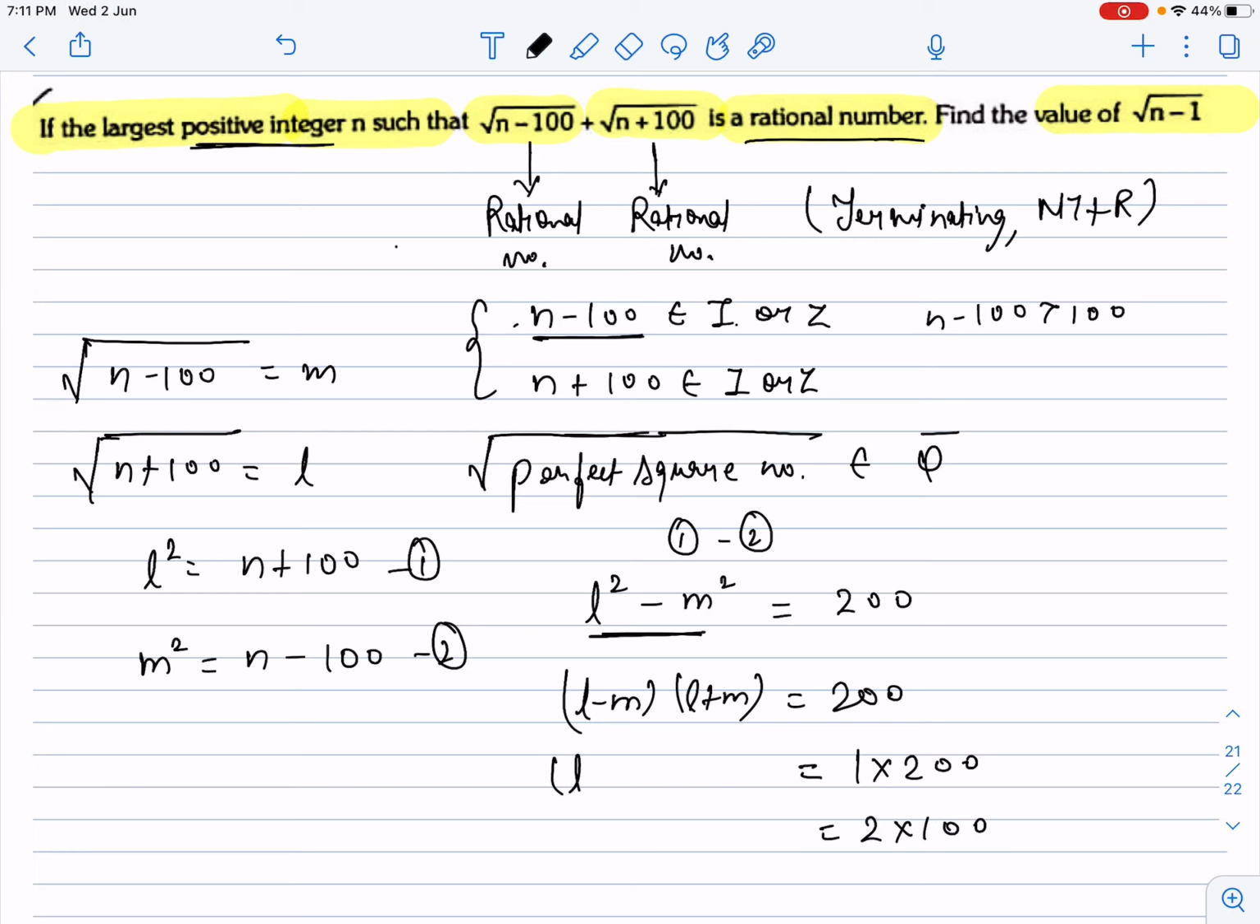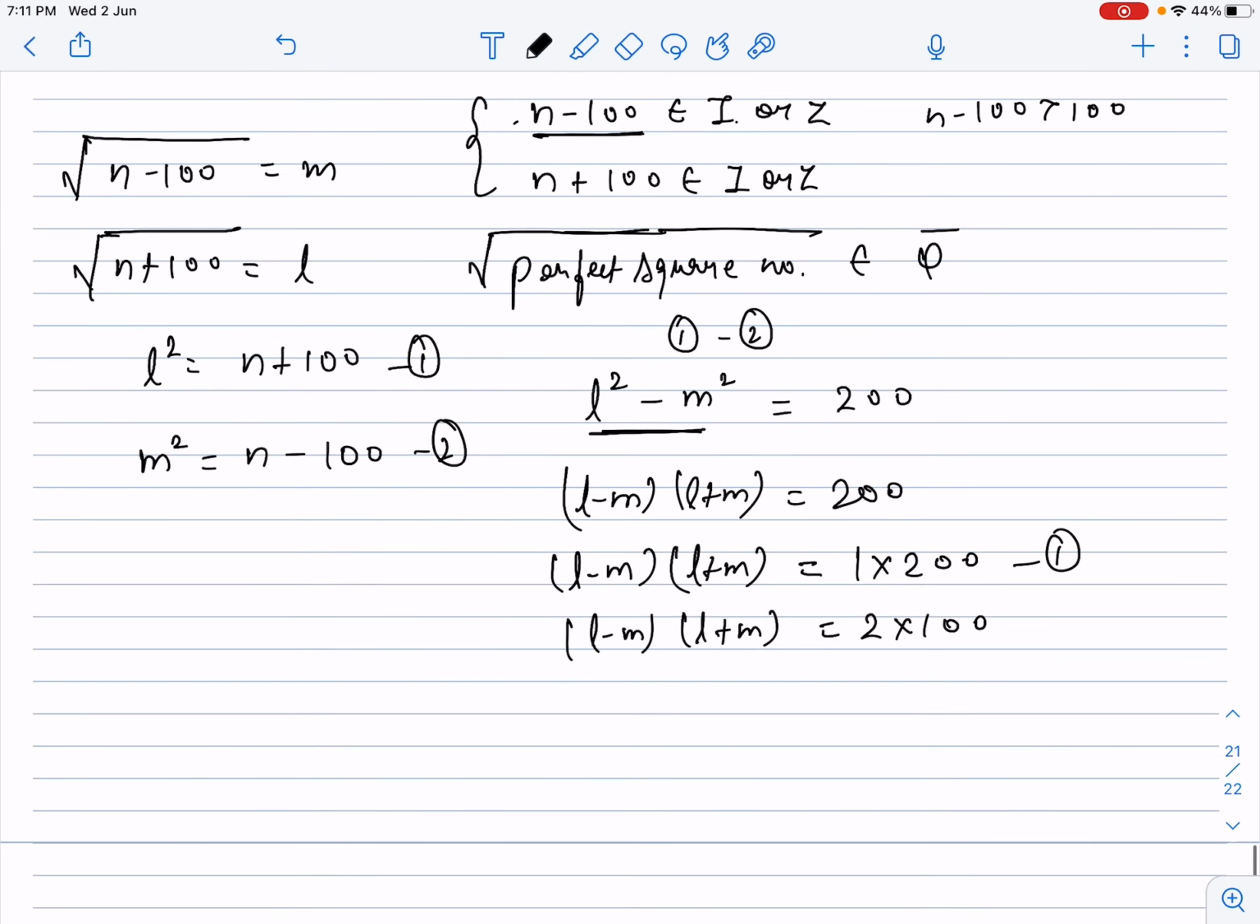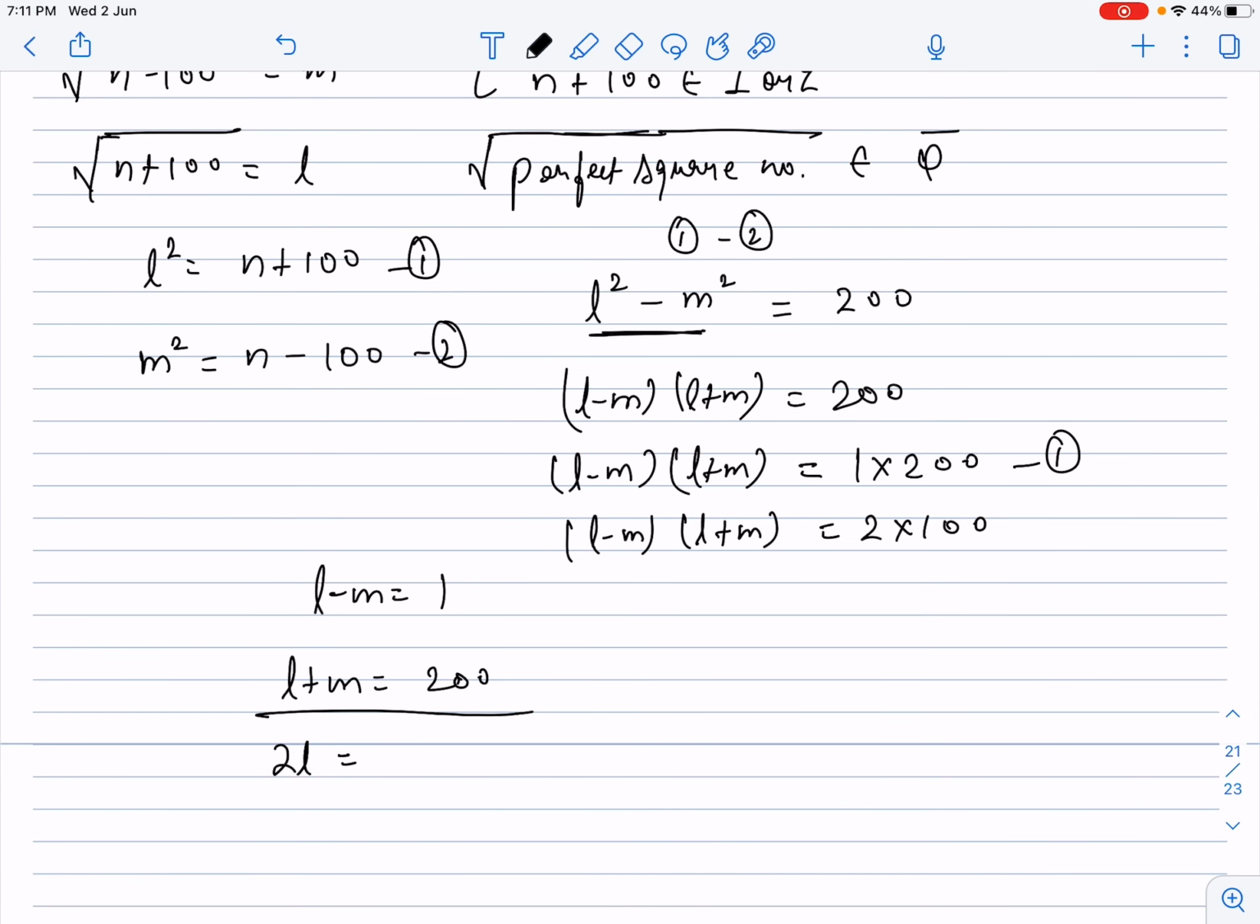So L minus m can become 1, and L plus m will become 200, or L minus m can become 2, and L plus m will become 100. So guys, let's assume the first case, when L minus m is becoming 1 and L plus m is becoming 200. Let's add these two equations to get the value of L. So 2L will be 201. Guys, here it violated the condition, since we are getting the value of L as 100.5, which doesn't belong to the integers.